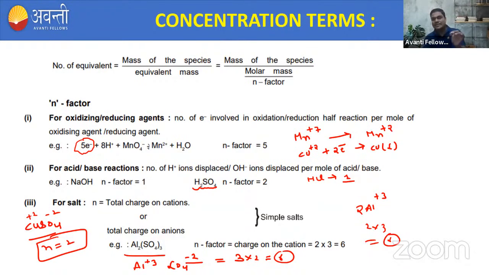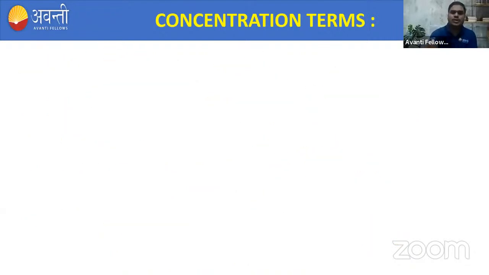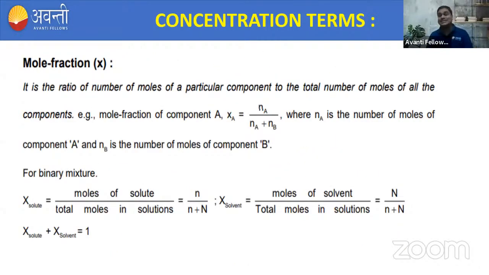How will you calculate N factor for oxidizing and reducing agents, for acid and base reactions, and for salt? Is everything clear? Quickly. Everyone? Shall we proceed? Yeah. So, let's see the next important thing, that is concentration.